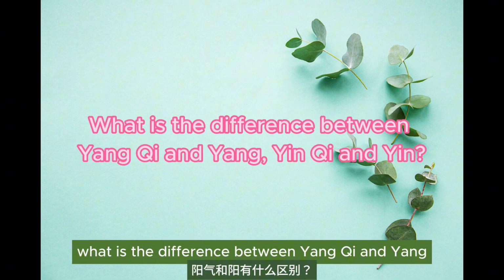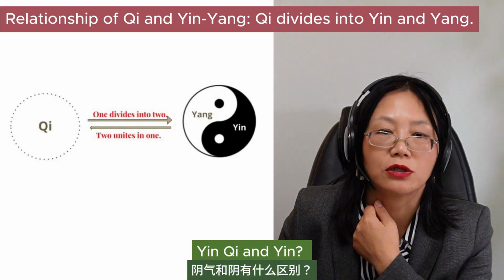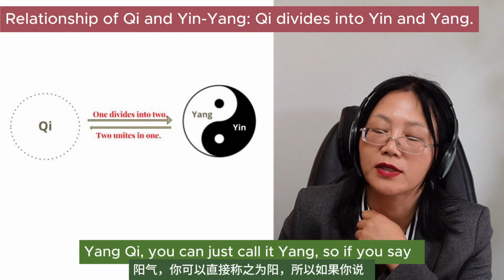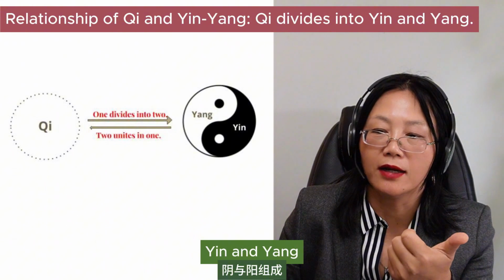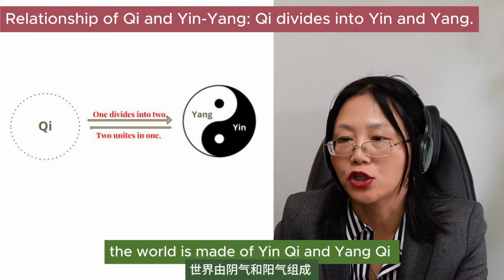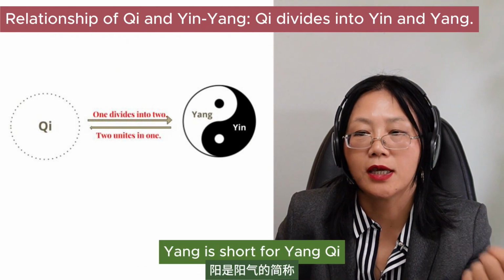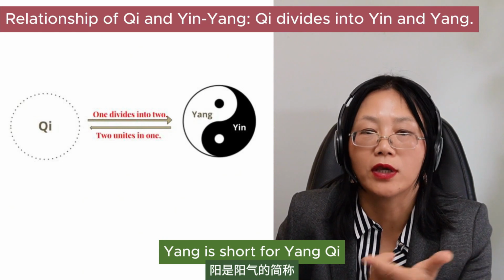What is the difference between Yang Qi and Yang, Yin Qi and Yin? Yang Qi, you can just call it Yang. If you say the world is made of Yin and Yang, you can use another way to say the world is made of Yin Qi and Yang Qi. Yin is short for Yin Qi. Yang is short for Yang Qi.